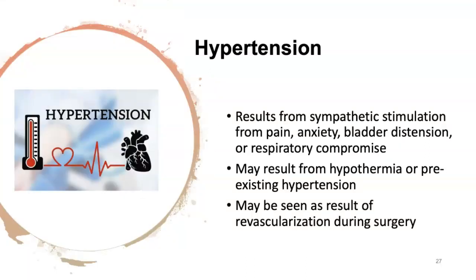Hypertension is most frequently the result of sympathetic nervous stimulation that may be the result of pain, anxiety, bladder distension, or respiratory compromise. Treatment of hypertension will center on addressing the cause of the sympathetic nervous system stimulation and eliminating that cause. It may result also from hypothermia or pre-existing hypertension.